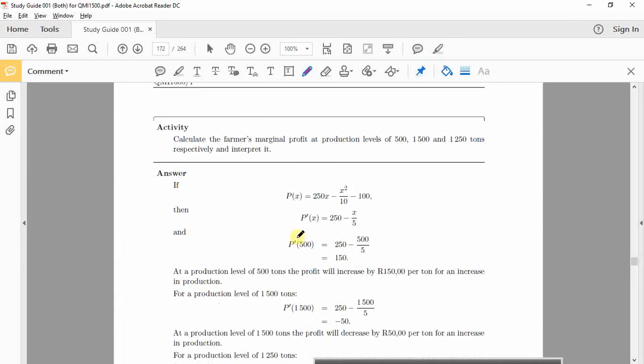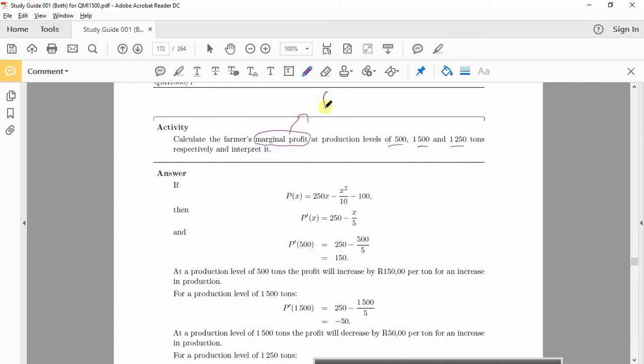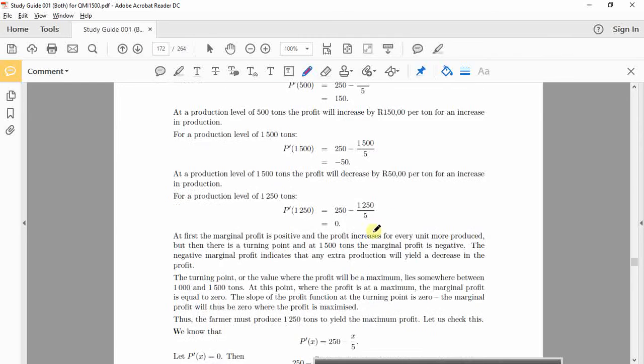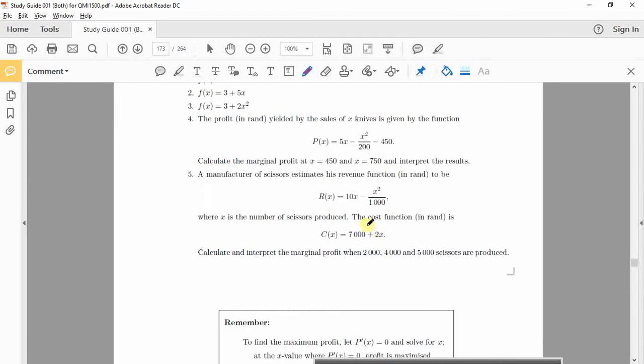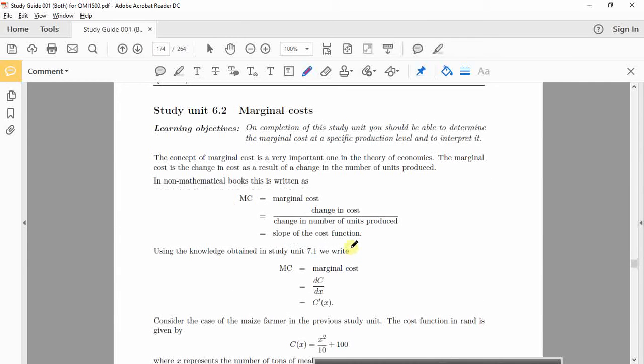Once you've got the function, if I wanted marginal profit, which formula am I going to substitute these amounts into? I'm going to substitute into f dash x, because f dash x gives me the marginal profit. So you're using the derivative, you're not using the function. We'll see examples later on.